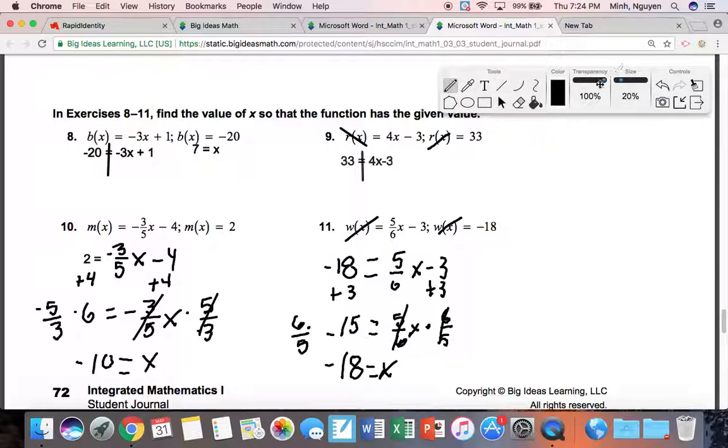All right, guys. That's it for section, what are we on? Section 3, page 72 in your student journal. Hopefully you understood it. Again, for function notation, really, it's just replace y with an f of x or an r of x or whatever. Nothing really changed. If you understood chapter 1, this section should come pretty simply to you.